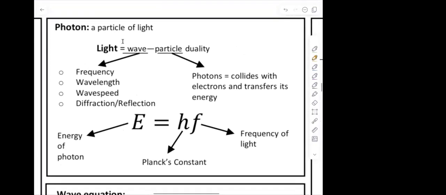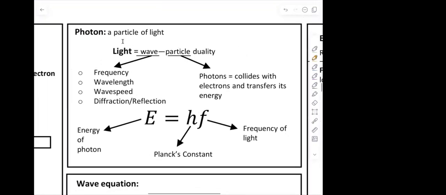So if you look at a photon, we call it the wave particle duality. What tells us about the wave nature of light is the fact that light's got a frequency, it's got a wavelength, it's got wave speed, it diffracts and it reflects, just like what waves do, right? Waves have all of those properties.